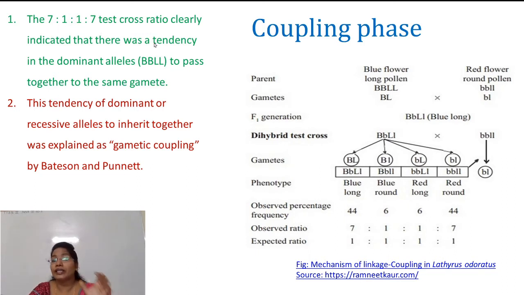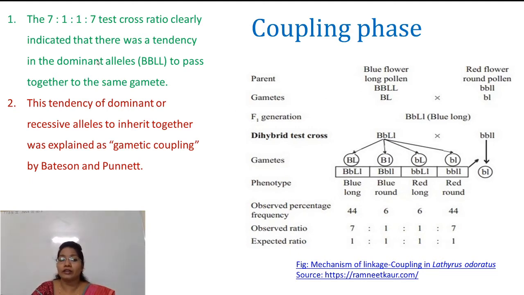In this case, the 7:1:1:7 ratio clearly indicated that there was a tendency in the dominant alleles, that is capital B and capital L, to pass together into the next generation. For example, in this F2 test cross ratio, the parental combinations, that is blue long and red round, have a higher frequency, so they show 7 instead of the normal 1.